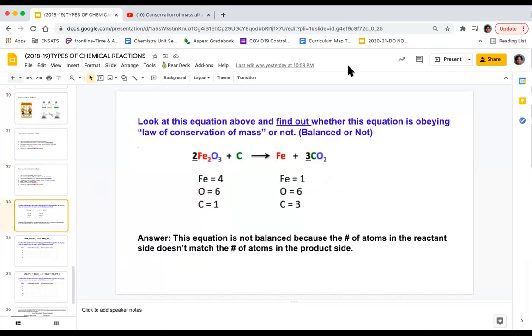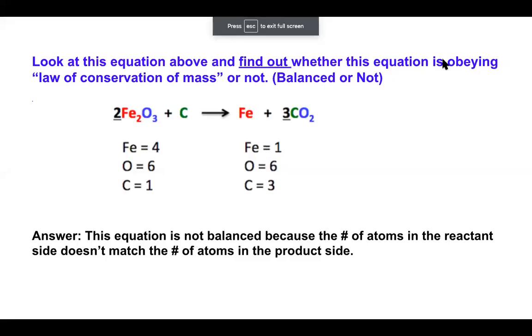Okay, we will see a couple examples. So one more time, we know according to law of conservation of mass, mass cannot be created or destroyed. So the starting mass should be equal to the ending mass. So the number of atoms in the reactant side should be equal to number of atoms in the product side. Then you can say that a chemical reaction obeys law of conservation of mass. That is completely balanced. The equation is balanced, equal, before and after, same.